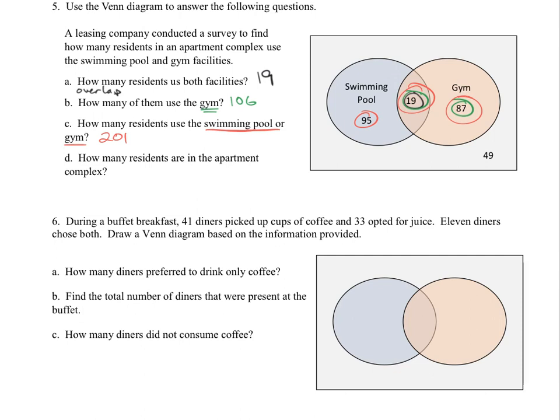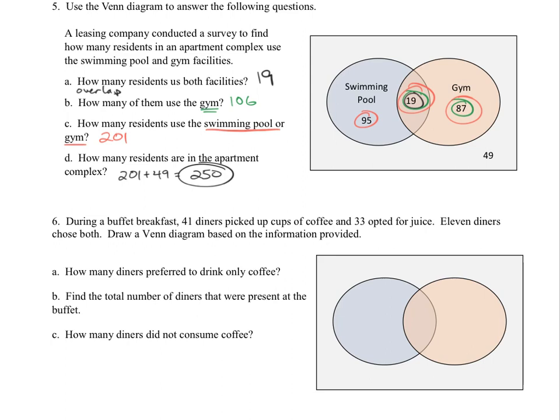Now the last one, how many residents are in the apartment complex? Well, we already know that there are 201 people that actually use the facilities here. But then you see this number over here. These people get the negation for both bubbles. They do not use the pool and they do not use the gym. So we know 201 total people use one or the other or both, and 49 people use nothing. So that brings us to a total of 250 people living in that apartment complex.